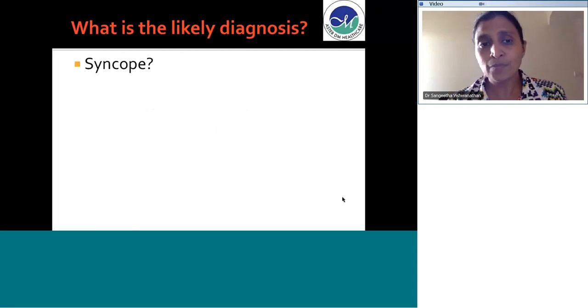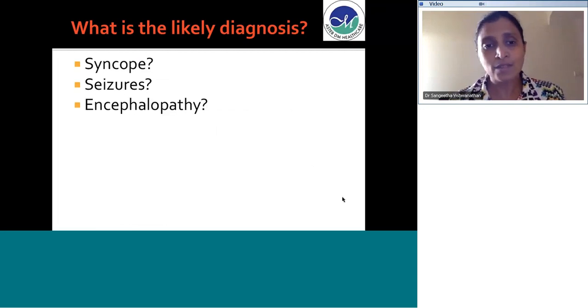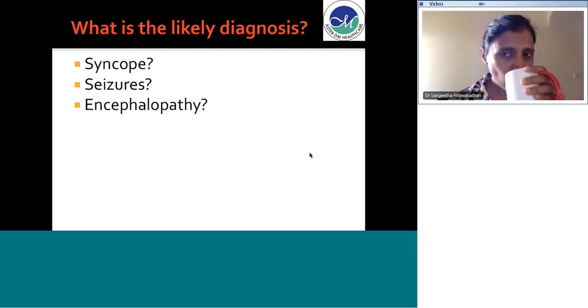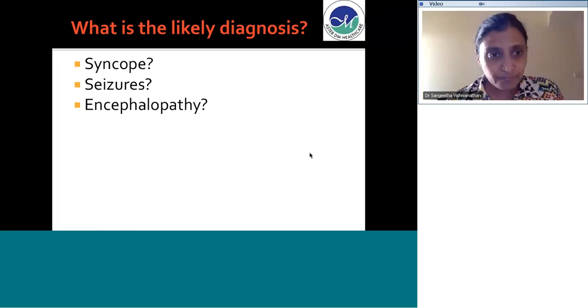Is it syncope? Is it seizures? Is it some form of encephalopathy? What category does this clinical description fit into? Would this be syncope? Any of you think that this is syncope?